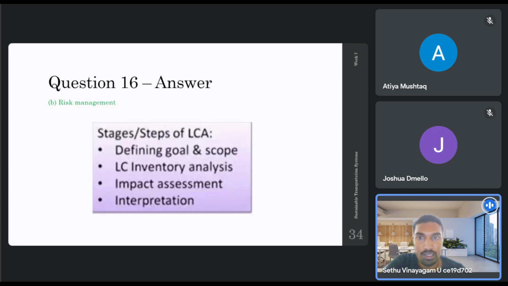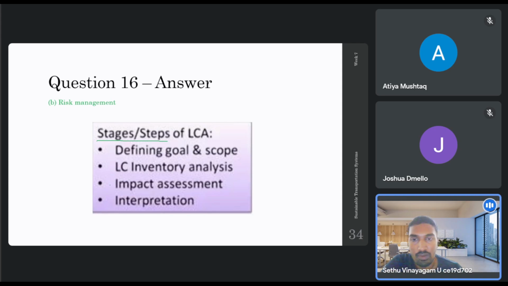So if you look at LCA, there are four broad stages or steps in it. The first step is to define the goals and the scope of conducting the life cycle analysis. Next is to go for the life cycle inventory analysis. So this is basically the data collection step, right? All the different inputs and outputs of the different elements of the process or the product that we are analyzing, all the data related to that has to be collected and documented. So that is in the inventory analysis stage.